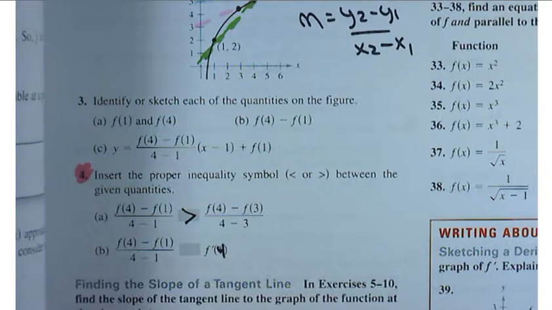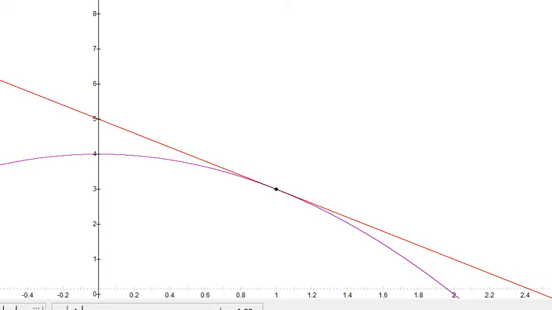Now eventually our goal, and what we're going to be doing numerically with our work in this section, is trying to calculate the slope of the tangent line. Let me remind you how we do that. So let's go back to this demonstration from the other day.